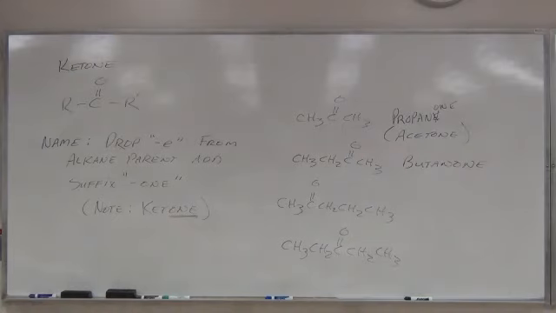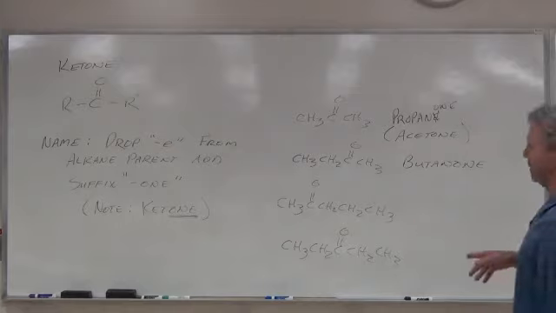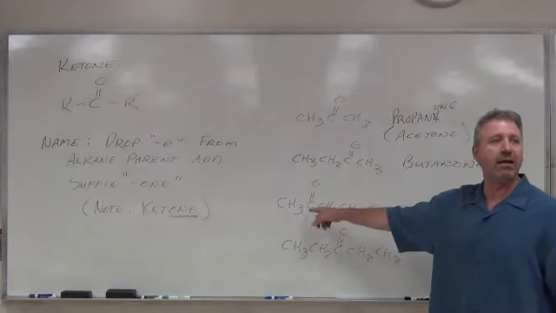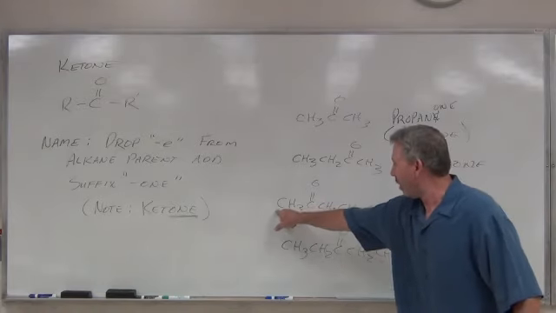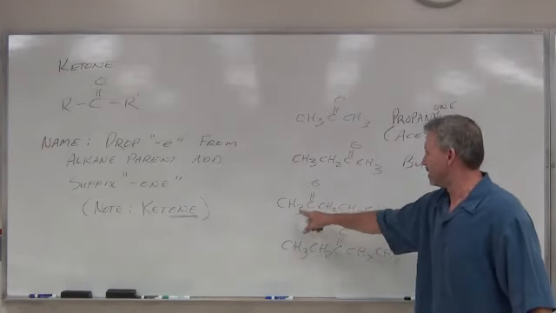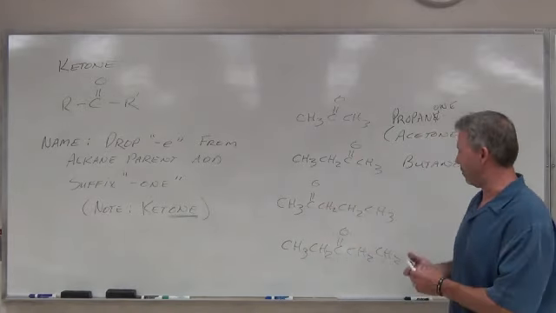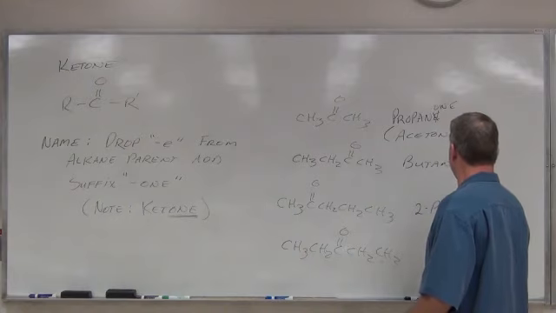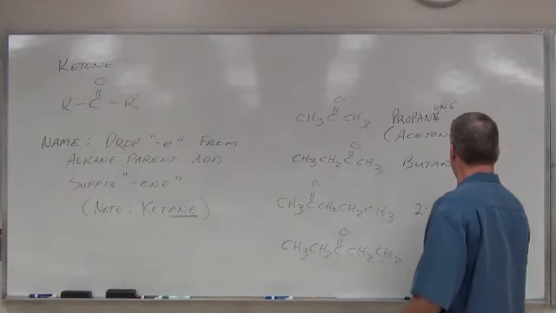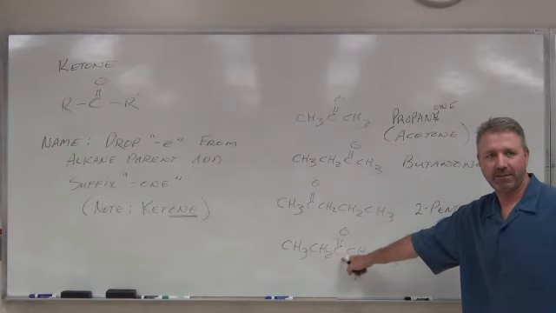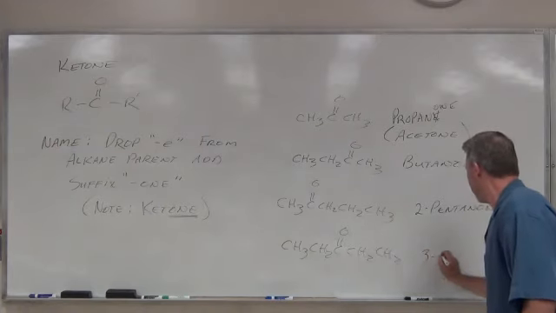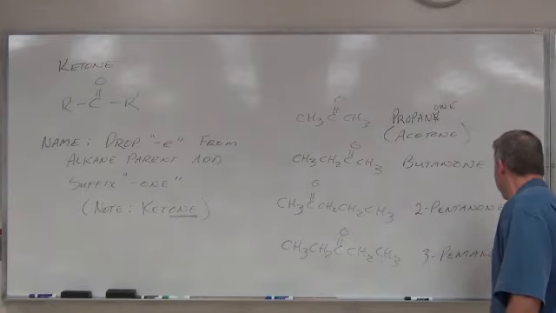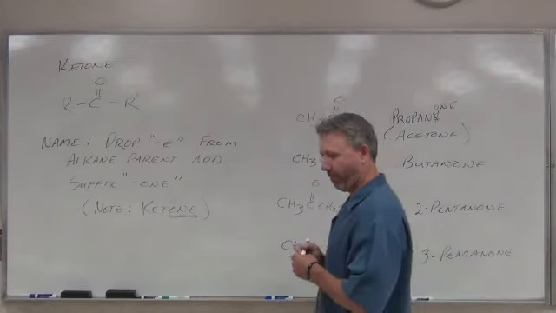Right. Once you get past a certain number of carbons, and that number is 4, once you get to 5, you have to locate the carbonyl group. 1, 2. This is 2-pentanone. Which would make this one 3-pentanone.